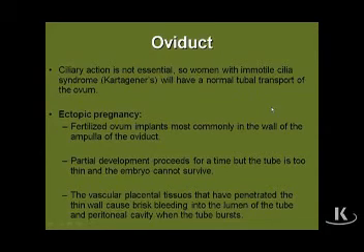This obviously results in partial development of the fertilized ovum, but in time the tube will prove to be too thin and the developing embryo cannot survive. The vascular placental tissues that have penetrated the thin wall typically result in brisk bleeding into either the lumen of the tube or into the adjacent peritoneal cavity when the tube bursts.